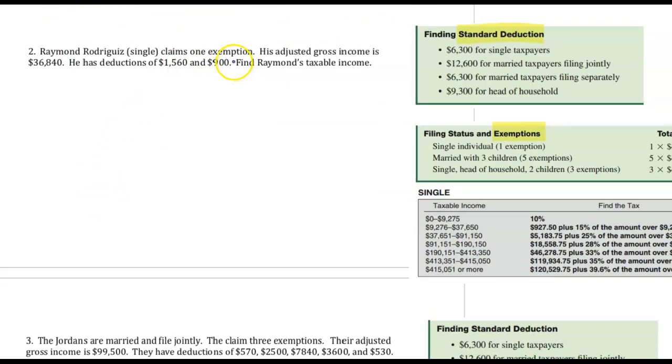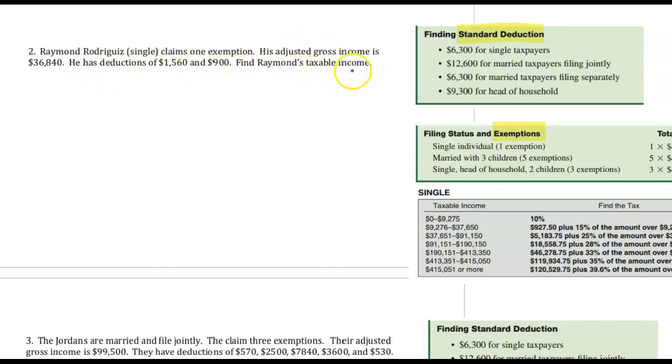Raymond claims one exemption, and it's going to be needed for the charts that we look at to know that Raymond is a single person and claiming one exemption. His adjusted gross income is $36,840. So the adjusted gross income means they've already put all the income together and the adjustments. So that step 1 is already completed. Okay. He has deductions of $1,560 and $900.